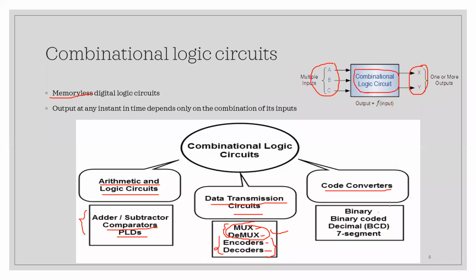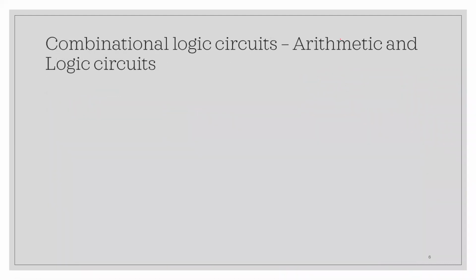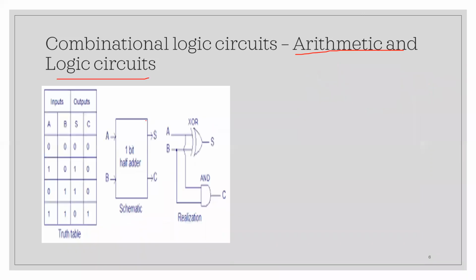So here again we have binary, BCD, 7-segment display. I think in logic design you might have come across these. These are the things which fall under combinational logic circuits. So let us break down into several parts, that is arithmetic and logic circuits. Just a slight discussion.